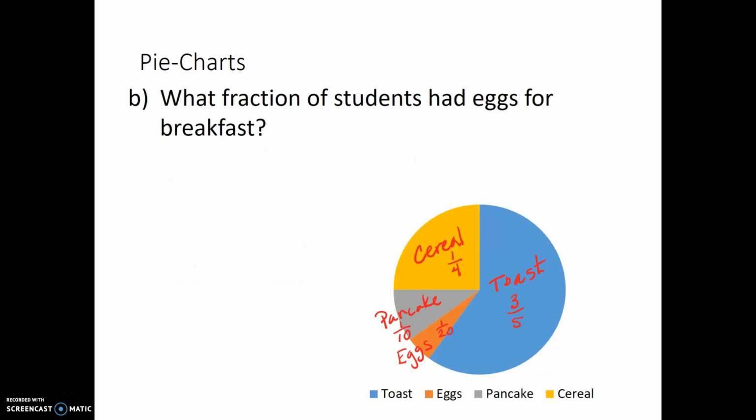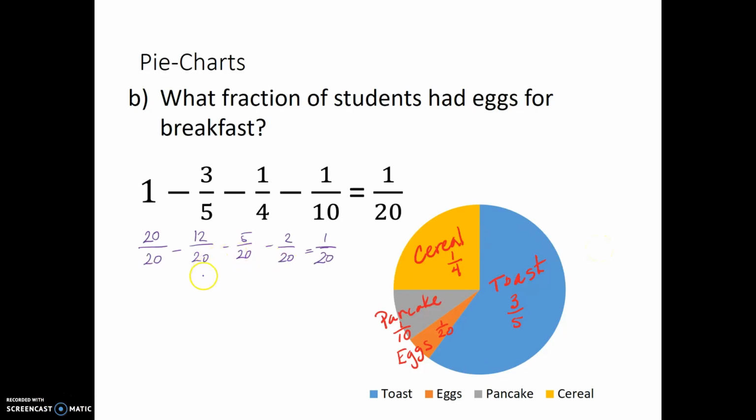And then we want to know what fraction of the students had eggs for breakfast. So what we need to do to find the answer is subtract all the fractions from 1. Remember that if we have a circle graph that's divided into fractions, all those fractions add up to 1. So to do that, we need to switch to common denominators here. And since my lowest common denominator is going to be 20, we'll change all the fractions to 20ths. Okay, and you can see that when we subtract 3/5, 1/4, and 1/10, we get 1/20th, and that's the fraction that's left over for eggs.